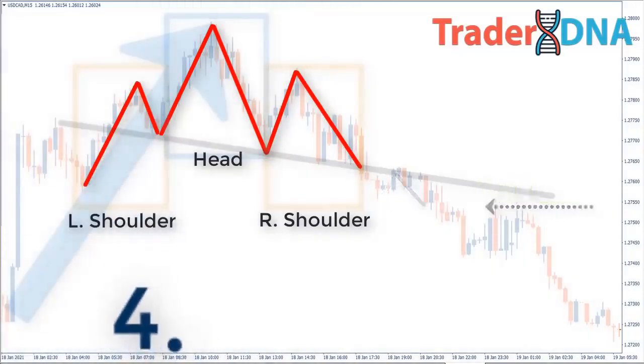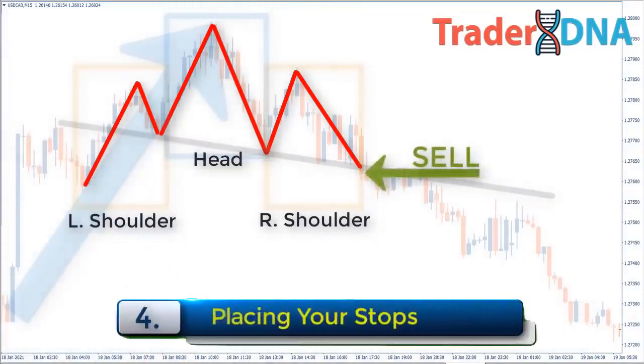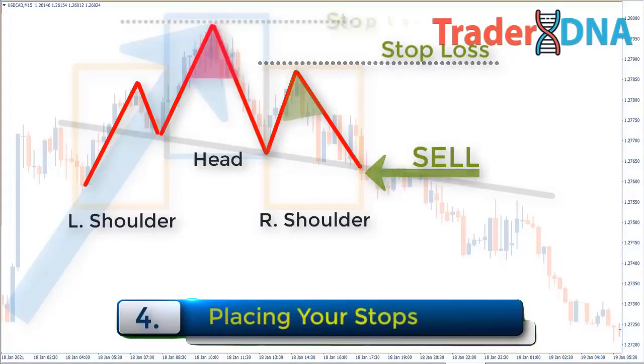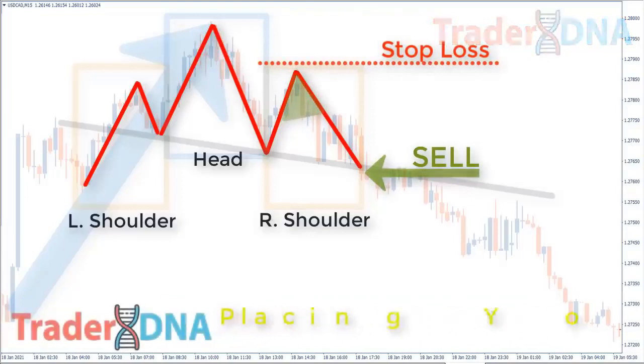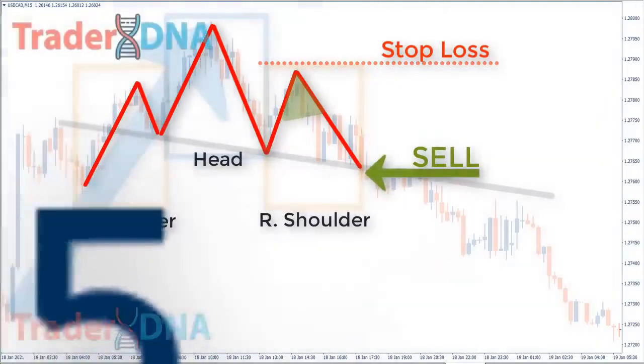Step number 4. Placing your stop loss. The stop loss is placed just above the right shoulder after the neckline is penetrated. Alternatively, the head of the pattern can be used as a stop, but this is likely a much larger risk and thus reduces the reward to risk ratio of the pattern. In the inverse pattern, the stop loss is placed just below the right shoulder. Again, the stop loss can be placed at the head of the pattern, although this does expose the trader to greater risk.